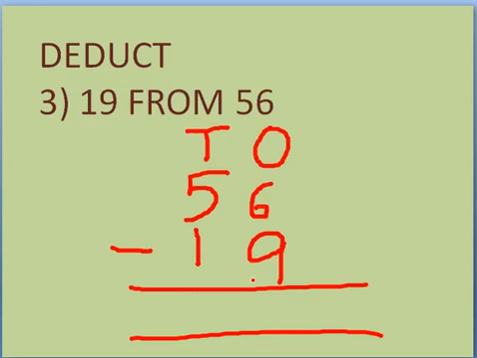Here 6 minus 9, you cannot do it. Go to tens place in that number. There are 5 tens here. Take 1 ten from there. Then how many tens will be left here? 4. And bringing 1 ten here, 1 ten is equal to 10 ones. That is 10 plus 6 ones is 16. Now 16 minus 9.